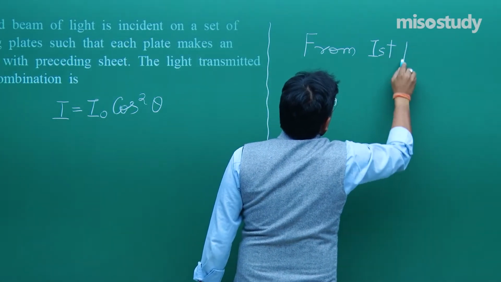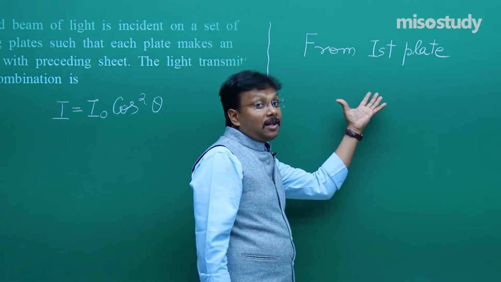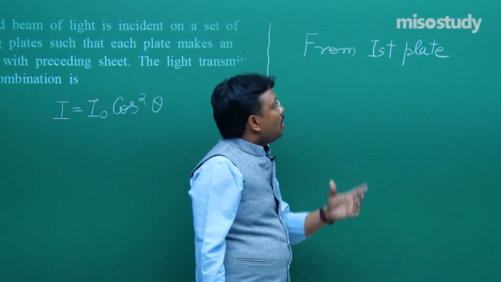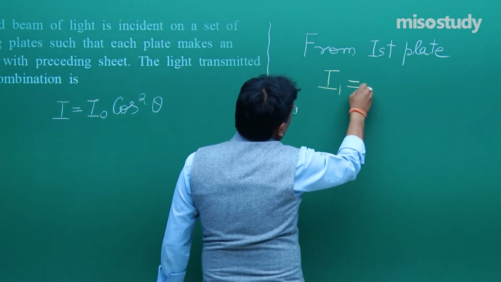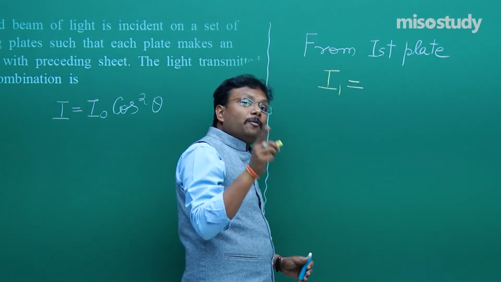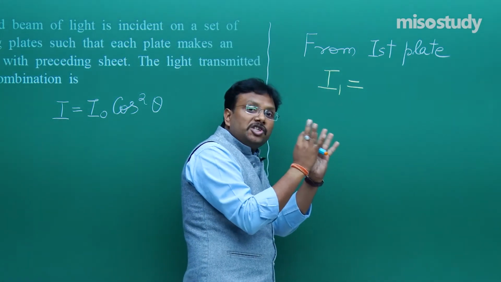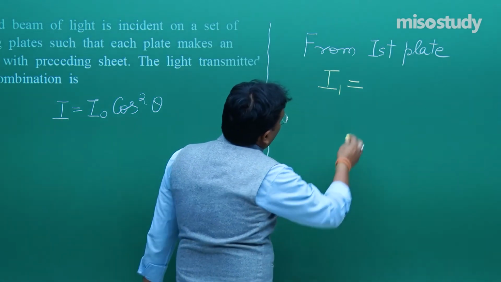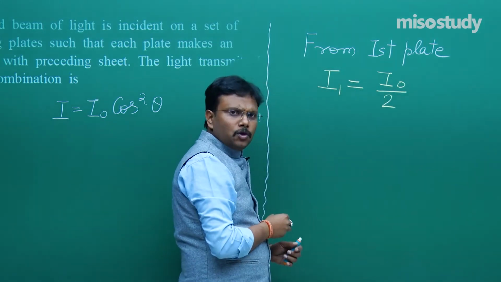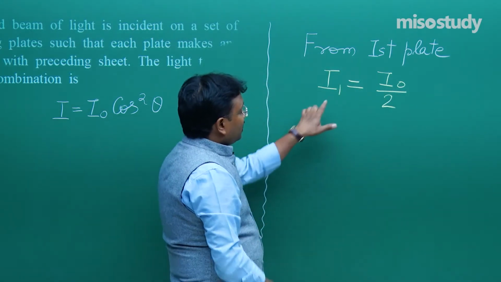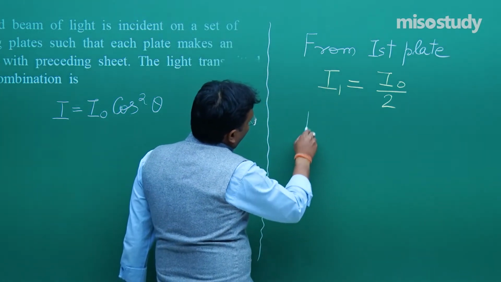From the first plate, when unpolarized light passes through the first plate, what will happen? So from the first plate, I1 is the intensity that is coming out from the first plate, and assume I naught as the intensity of the original light, fine. So I1 is equal to I naught by 2, using Malus's law, simple. This is the situation with the first plate.